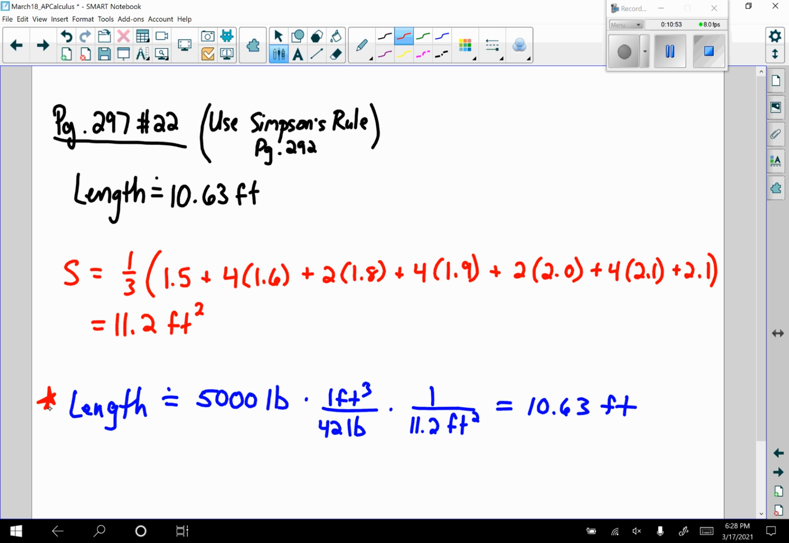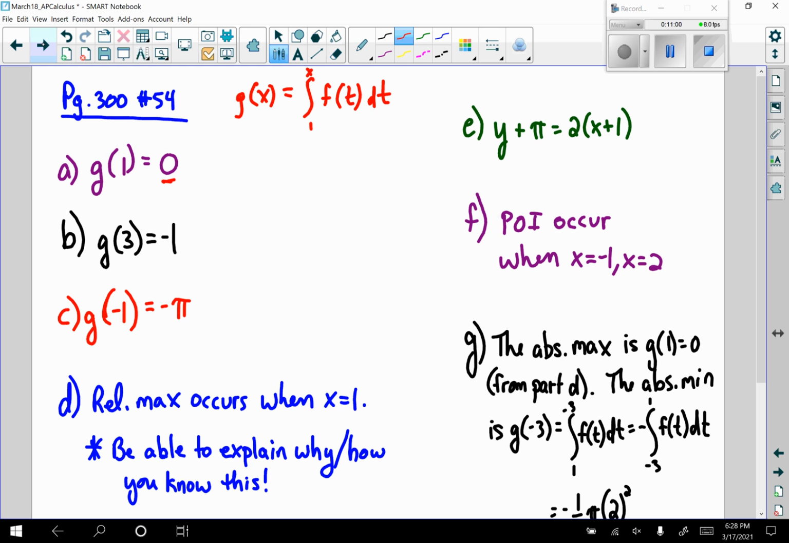All right, and then the last problem, page 300, number 54, is quite a few parts. This is a lot like the second example we did in class yesterday with this big idea. So I want to read over the parts. Please refer back to the graph that's given to us. Actually, I'll go ahead and make a sketch of it now.